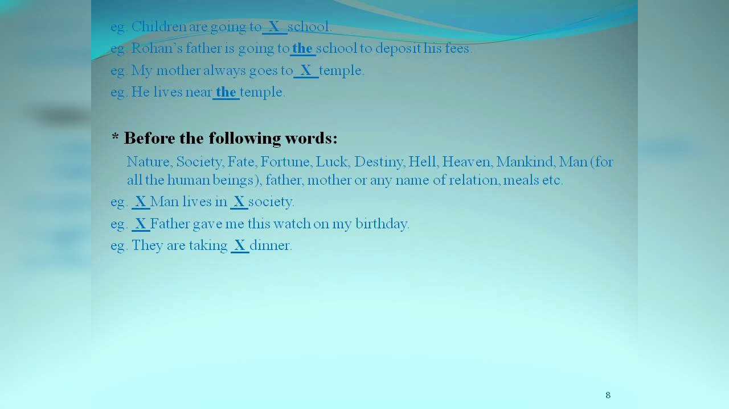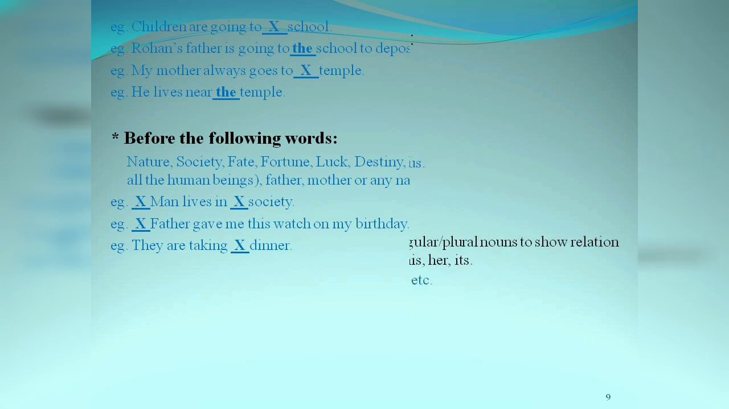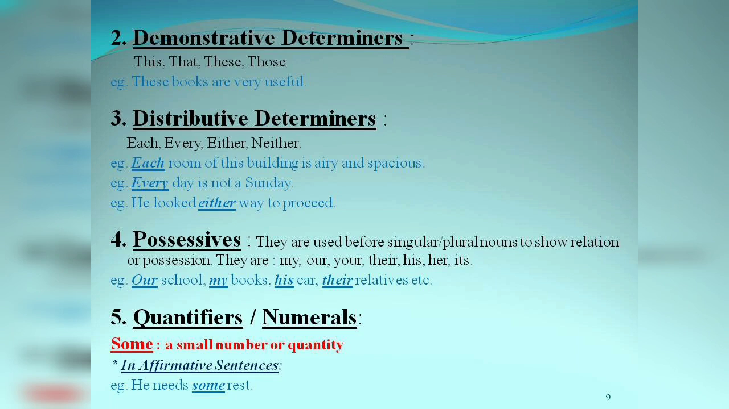Like, dash man lives in dash society. Here the term man refers to the whole human race. Therefore there is no requirement of using any article. And before society we don't use any article. Next example, dash father gave me this watch on my birthday. There isn't any requirement of using any article. They are taking dinner. So before meals we don't use any article, therefore we have put here the sign of cross.